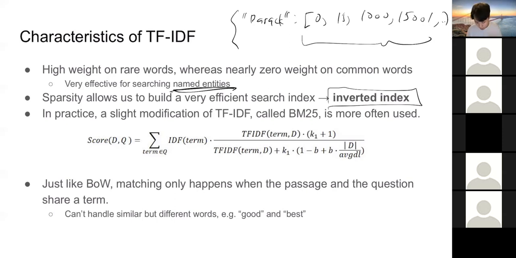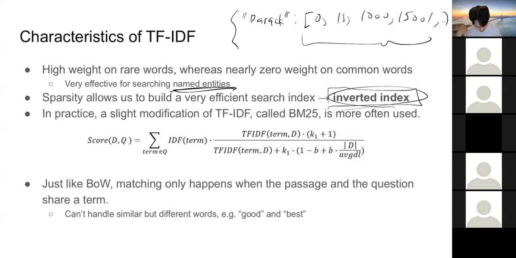Then whenever a question comes in, you know that your question has the word Barack, which means you only have to search through this list, or rather the concatenation of all the lists for the words in the question, because your value will be non-zero only for those documents that contain these important words in the query. That's why you can search really efficiently, and that's called an inverted index, and you'll be asked to implement that in your assignment.